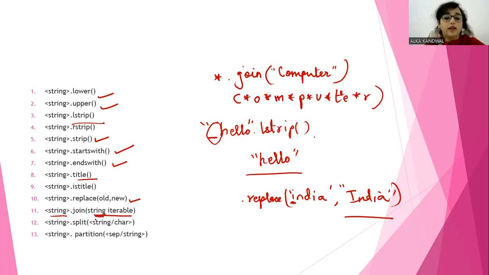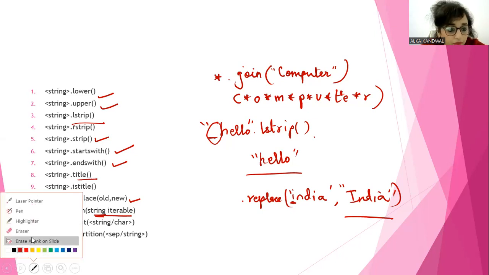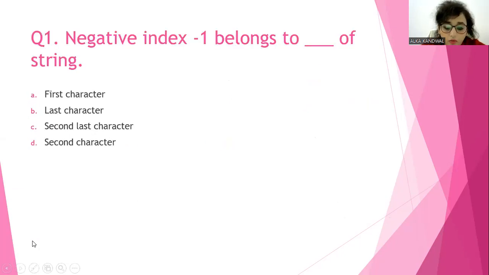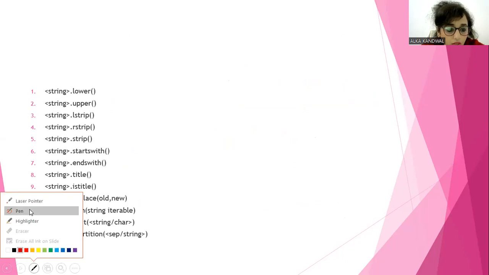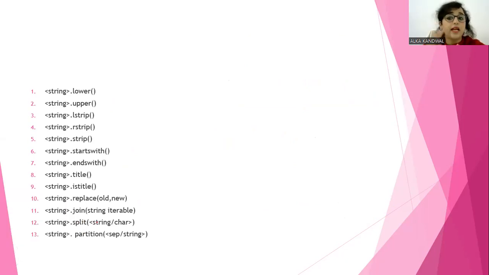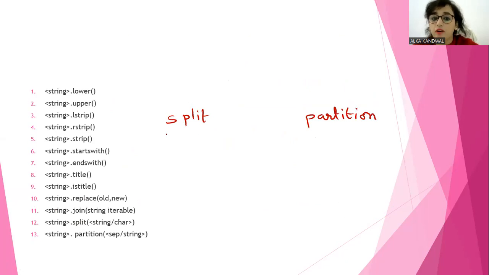Fine. Now there are two very important functions which are asked in your exam. It's very important. Okay. Now just hold on. Now there is another function I wanted to explain, that is about your split and partition function. Very important. Now when we talk about split and partition, always remember that the split function will return the output in the form of a list, और जो पार्टीशन है वो टप्पल के फॉर्म में हमारा आउटपुट देगा.